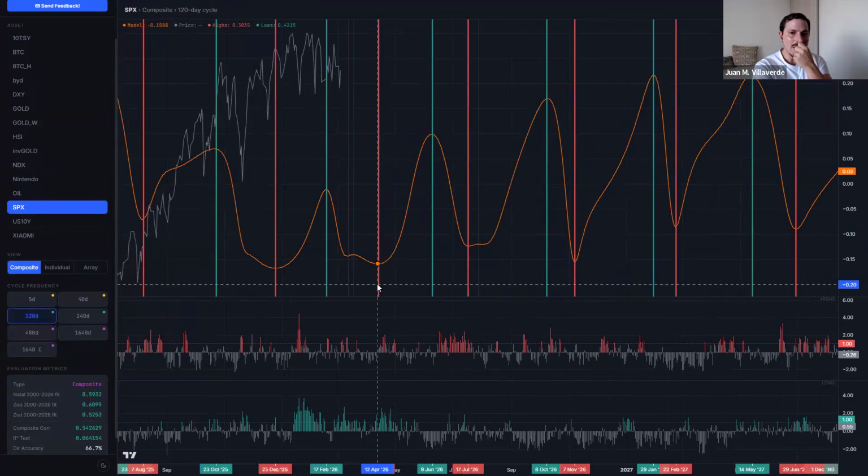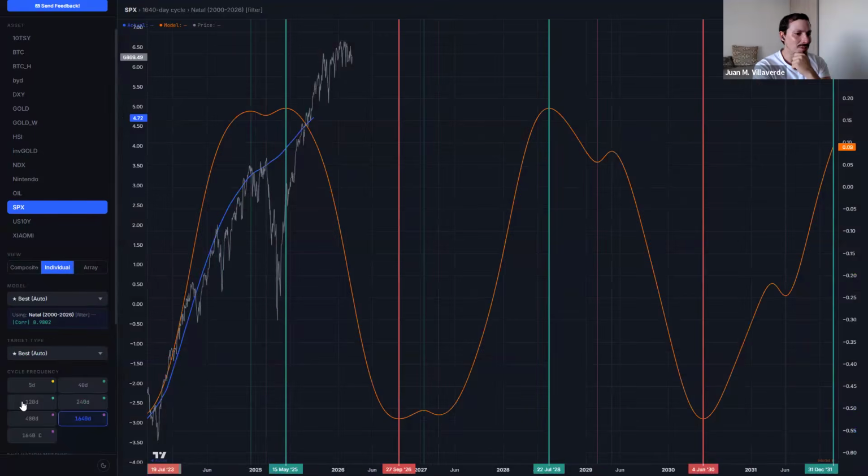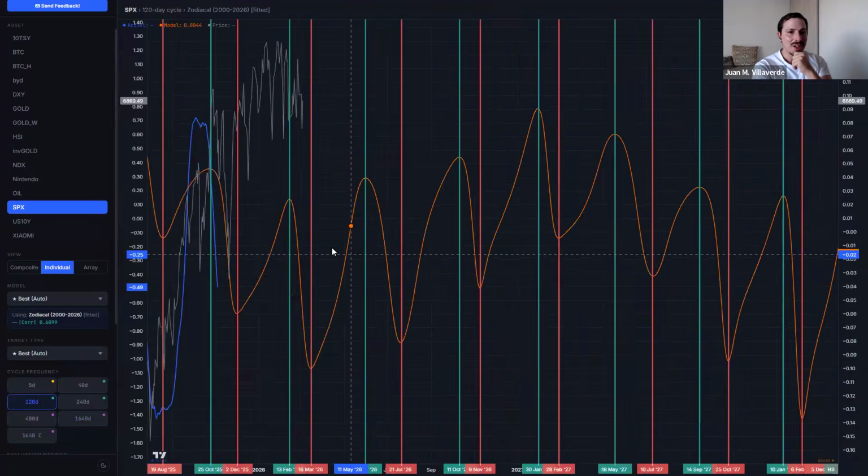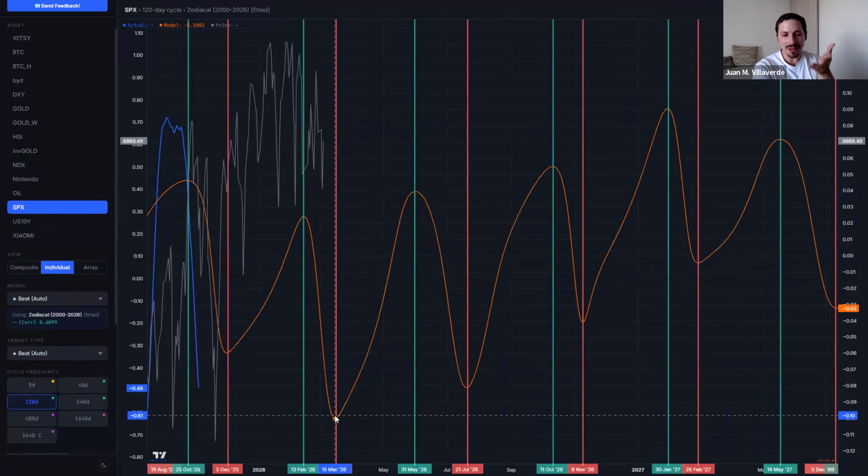And the correction is starting, let's see, when does it say this? I'm going to go to the individual view because it's a bit more clear. So we had the rally in line with what this model expected. March 16 is the low. The actual low is a couple of weeks later on March 30th. That's fine. That's well within the margin of error.